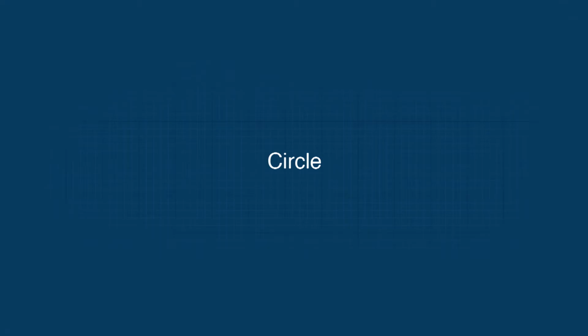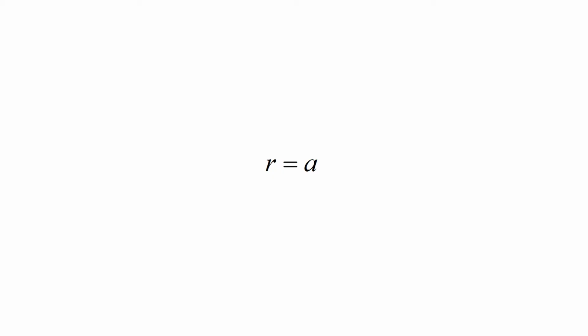We first consider the graphing of a circle. Let a greater than 0 be fixed and consider the polar equation r equals a. If the coordinates r and theta in the ordered pair (r, theta) are related by the equation r equals a, then the ordered pair takes the form (a, theta).